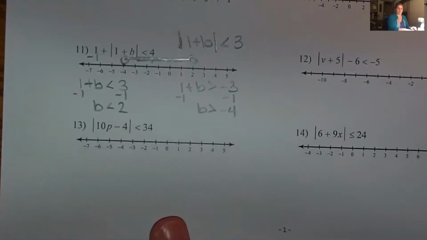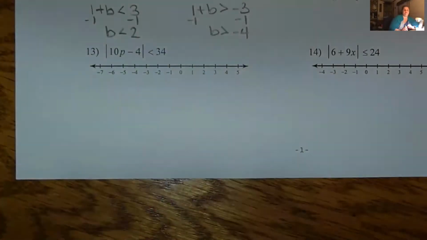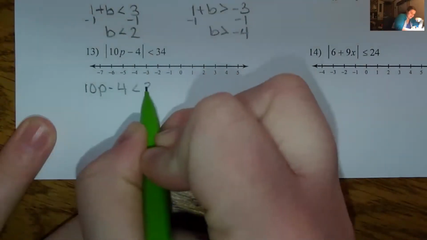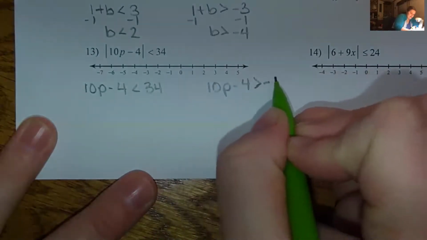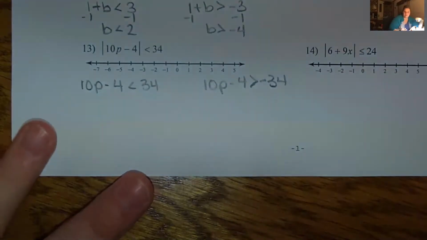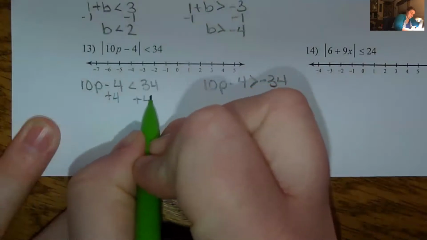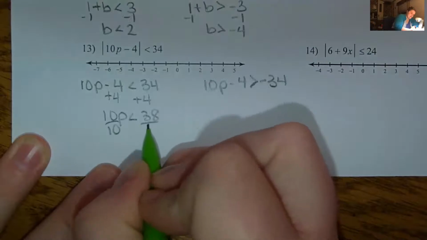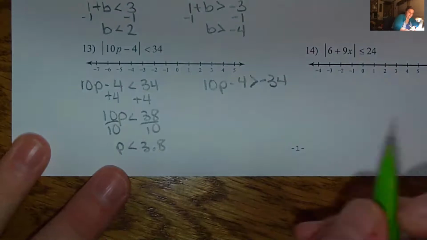Okay, let's try 13, just to give us a little more practice. Is the absolute value by itself? Yeah, it actually is right away. So we're going to set up our two problems. 10p minus 4 less than 34. 10p minus 4 greater than -34, because remember, we have to flip the sign when we do the -1. Add 4. And 10p is less than 38. Divide by 10. p is less than 3.8. Okay, add 4.